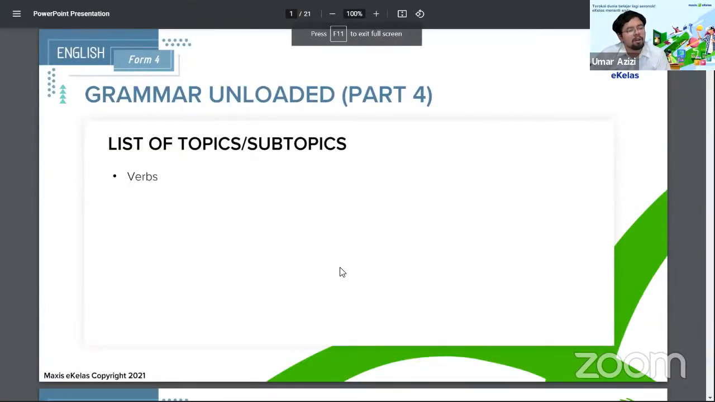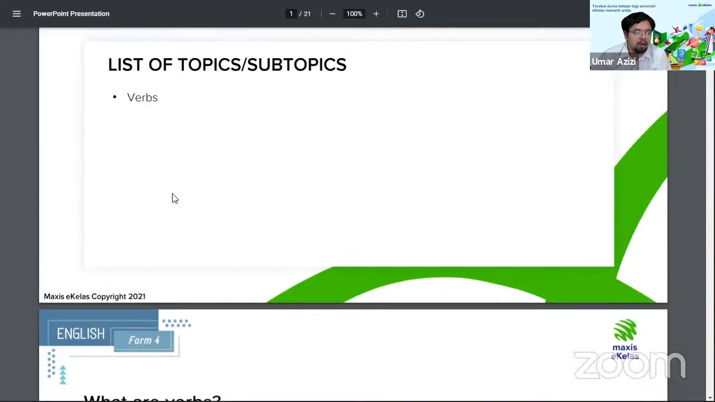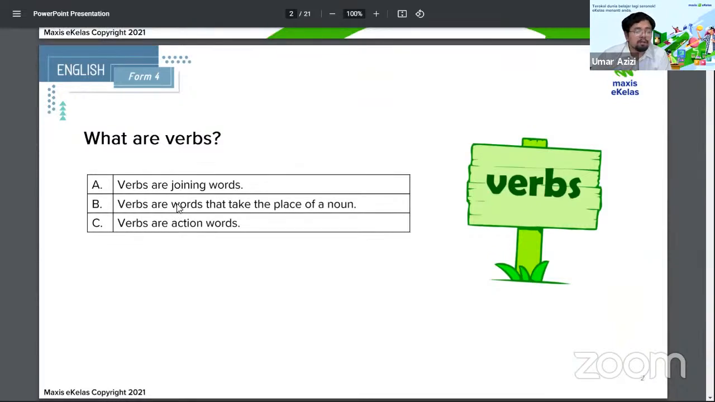All right. So we're going to go through Grammar Unloaded part 4, and we're going to go through verbs. Now, I just went through a very thorough class with Form 3 students. So Form 4, I hope you're ready for today. Today, we're going to focus on verbs.